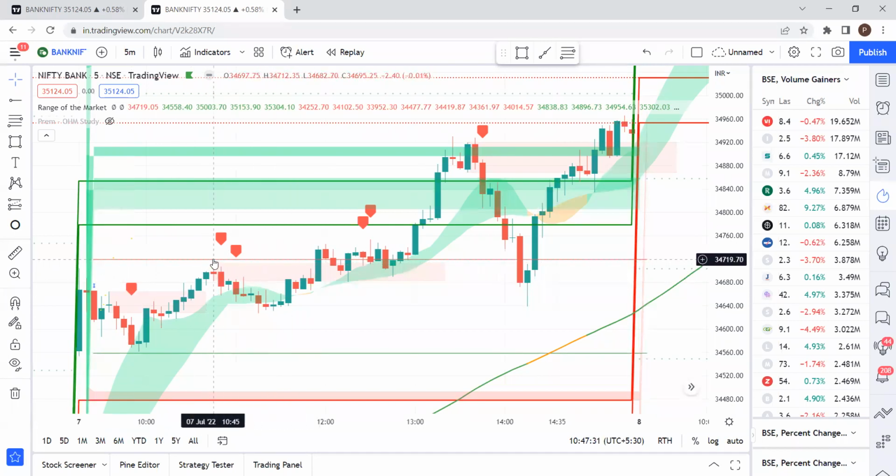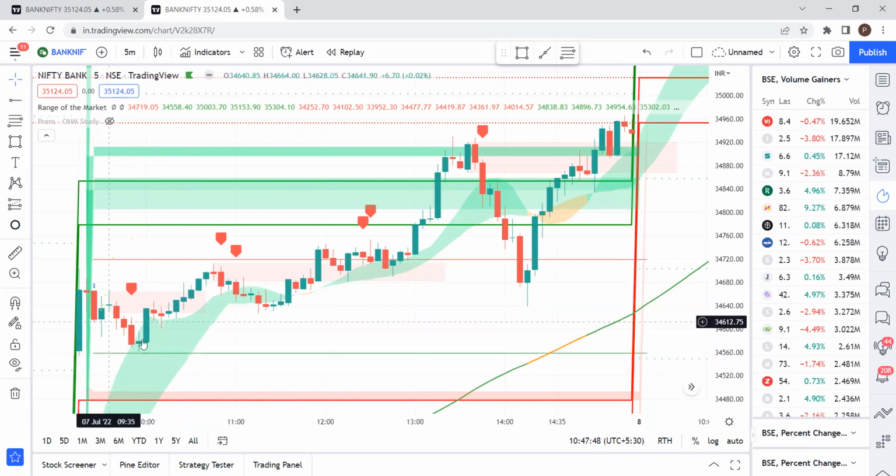It is the modified range of the market. It took support from the range of the market. This is the modified range of the market. So it took from there, it went all the way here. It did not move up. It again came down, trying, finally it moved up. So you should also watch out for this line.